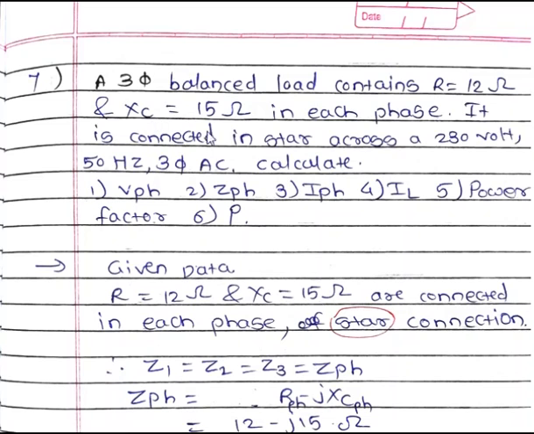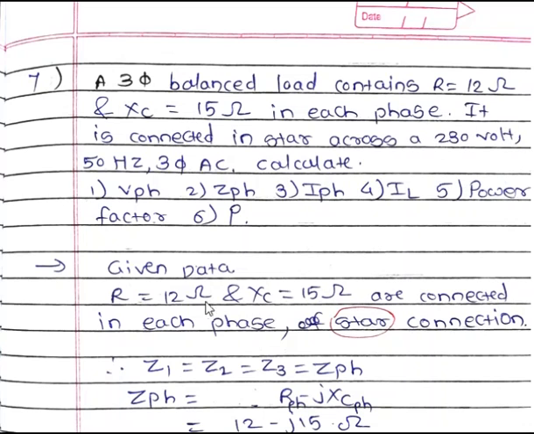Now in the given data, a three-phase balanced load is given, in which R is equal to 12 ohm and XC is equal to 15 ohm. That is, R and XC are connected in series in each phase. Therefore, all three phases contain R minus JXC type load, which is the same type in three phases, and these three phases are connected in star, and the supply given to this star connection is 230 volt 50 Hz three phase AC supply. The given supply is 230 volt. It is the supply voltage, therefore it is called the line voltage.